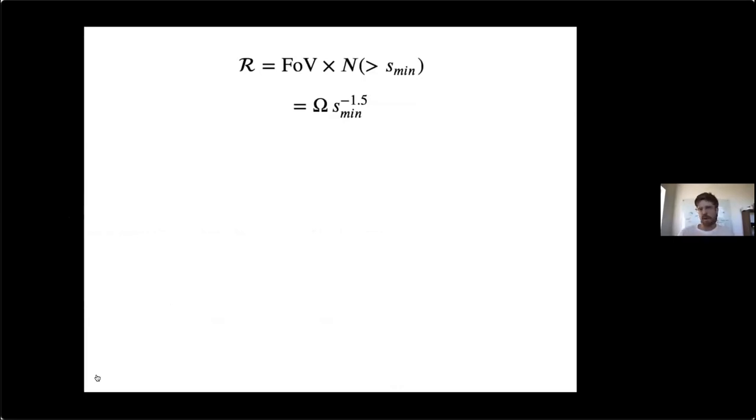So just to run through the numbers, how you would do this, remember the rate of detection for any survey is going to be the field of view times the number of sources within that field of view greater than some minimum brightness. So field of view times the either flux density or signal to noise threshold raised to the source counts power law index, which I'm assuming are Euclidean here, and I think that's actually a fairly safe assumption.